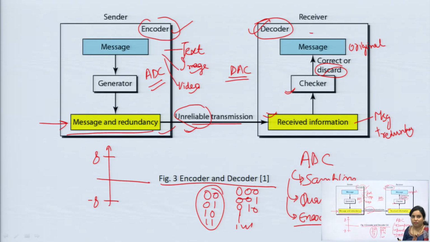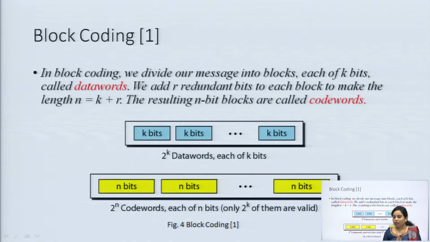In the coming slides we are going to see how the information will be checked, because there are different codes available to detect whether an error has occurred or not, and there are different codes available where you can correct the error which has occurred. So, this is the introduction of encoder and decoder. Now, next we will see block coding.